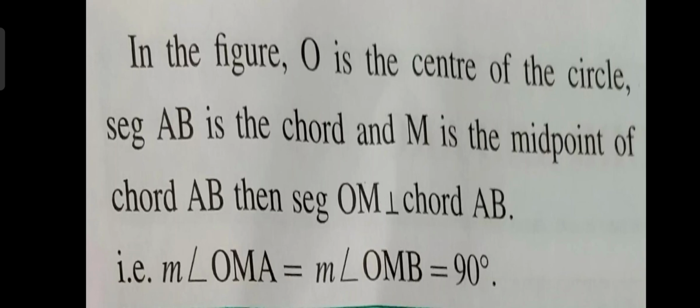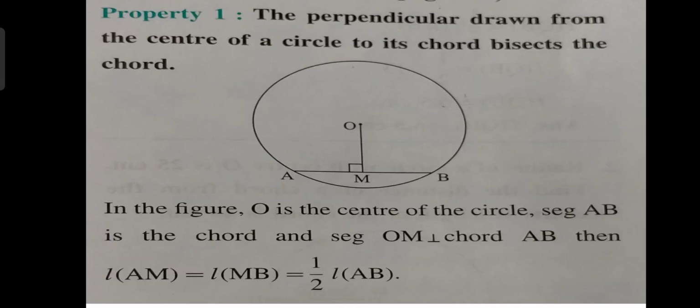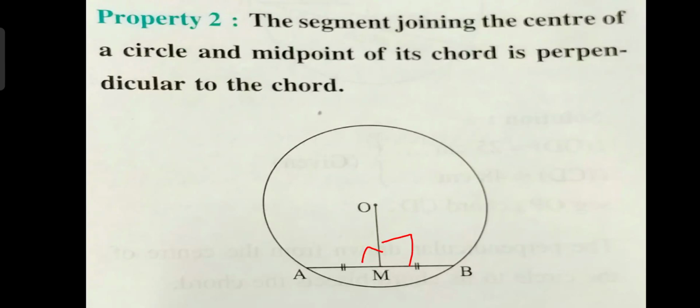M is the midpoint of the chord AB. Then segment OM is perpendicular to chord AB. This is saying that the measure of angle OMA is equal to the measure of angle OMB, that is 90 degrees. So students, over here angle OMA is 90 degrees and this also is 90 degrees. Here it is showing that since it is perpendicular, these two parts should be equal. And here it is showing that because they are equal, it has to be perpendicular, the reverse.